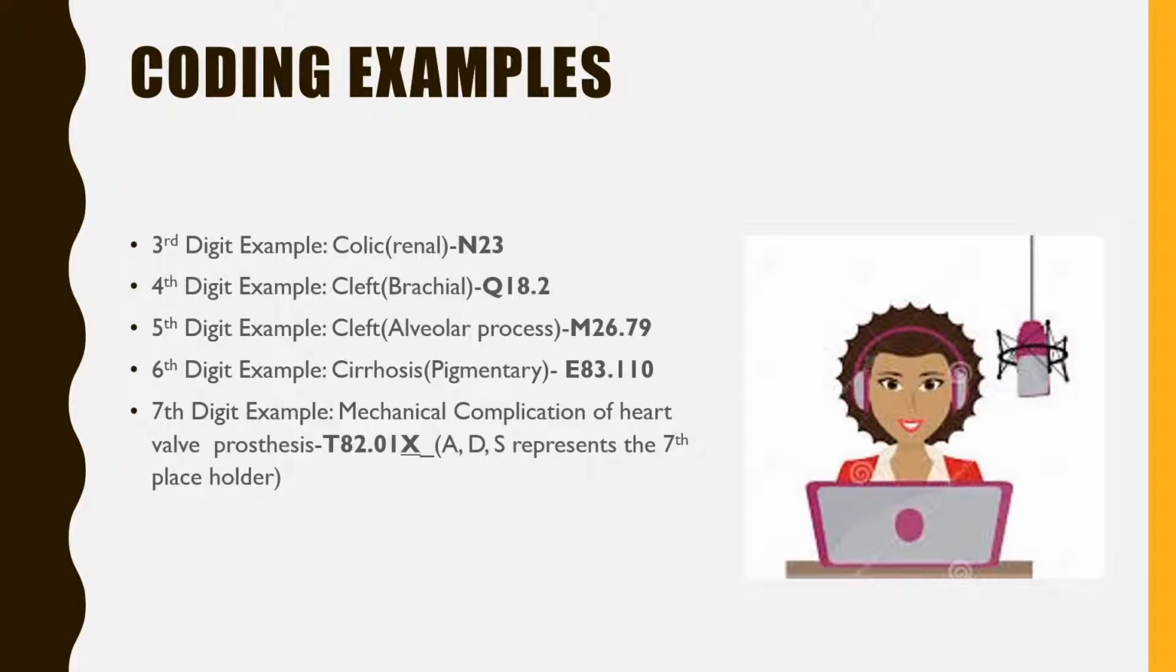And in our 6th digit example, we assign E83.110 to represent the pigmentary cirrhosis. And in our 7th digit example, we're assigning T82.01X, and then your 7th digit may be represented by the letter A, D, or S, which I will explain in the next slide. In the event where a code is a 7th digit code and there is a missing digit for the 6th placeholder, you are to input X to complete that placeholder. And again, you will assign either A, D, or S as that 7th digit.